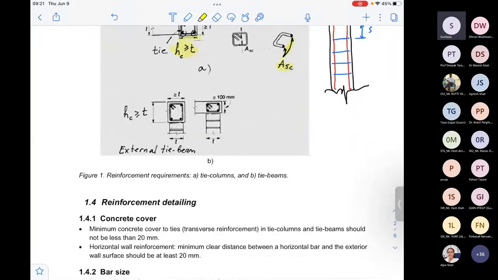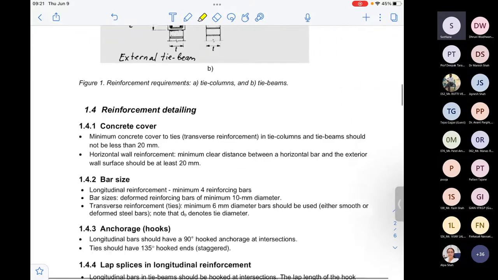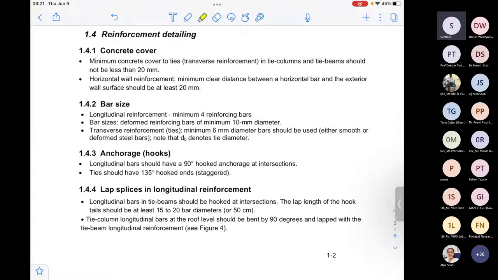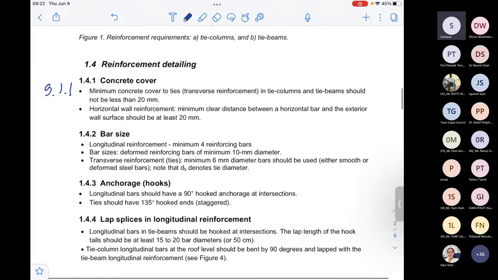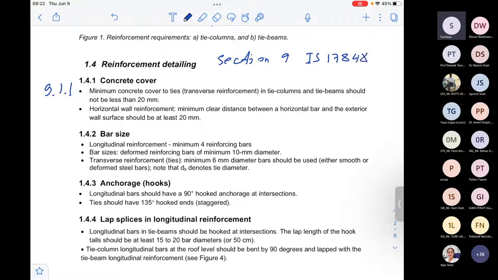So here are some examples showing external tie beams and all that. So now reinforcement detailing, that is the very important section. Concrete cover for the tie columns and tie beam is given in section 9.1. So it is several sections. Some of these dimensions are in section nine of the IS 13828 code. And that section is called general requirements.